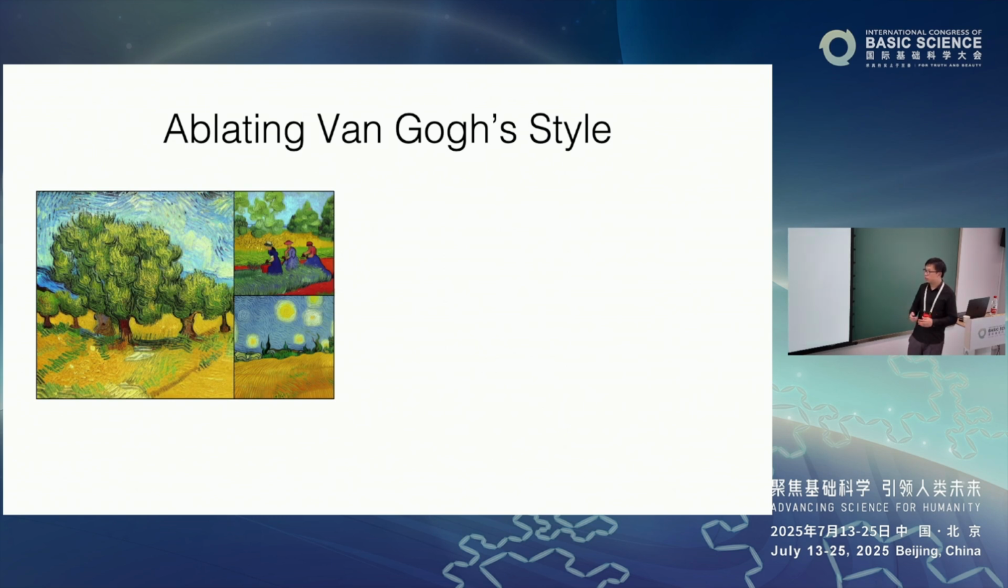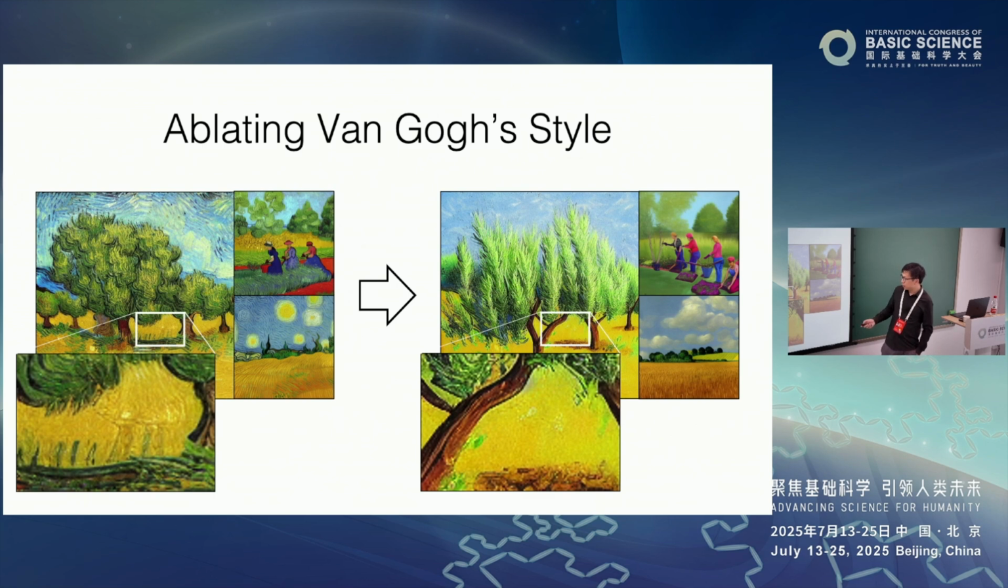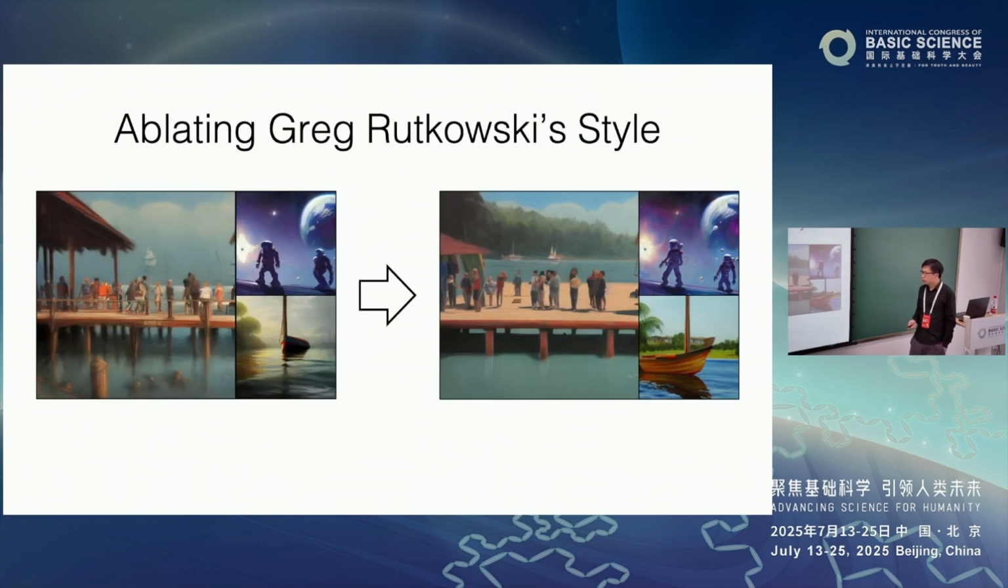You can also remove certain artistic styles. You can remove Van Gogh style, and here is a kind of zooming version of that. So you make every artistic style more generic.